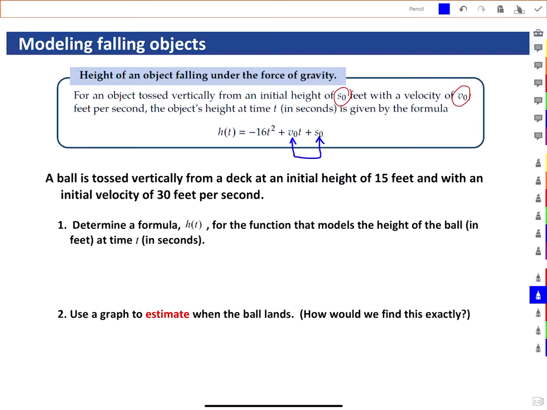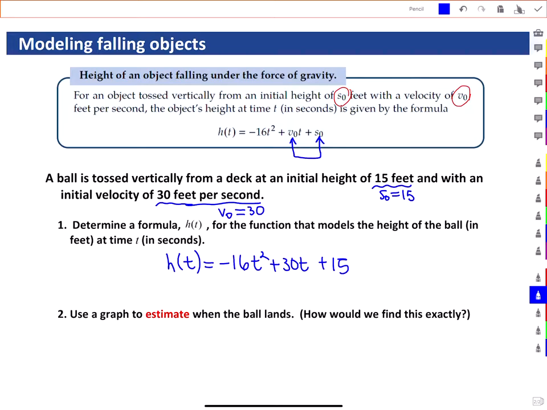Okay, an example in action says a ball is tossed vertically from a deck at an initial height of 15 feet and with an initial velocity of 30 feet per second. So that means this 15 feet tells us that our s0 is 15, and this 30 feet per second tells us that our v0 is 30. So let's go ahead and plug that in. So h of t is going to equal negative 16t squared plus 30t plus 15. Okay, so that gives us our equation.